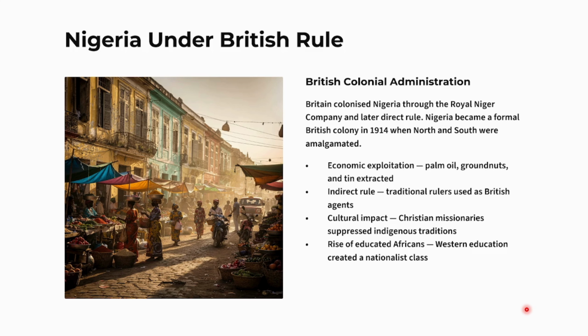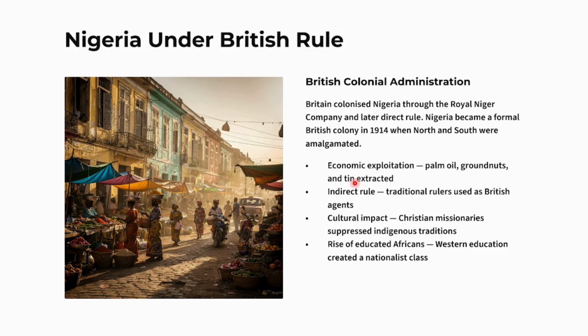let us discuss Nigeria under British rule. So it is British colonial administration. So the British colonized Nigeria through the Royal Niger Company and later direct rule. So Nigeria became a formal British colony in 1914 when the north and south were amalgamated.